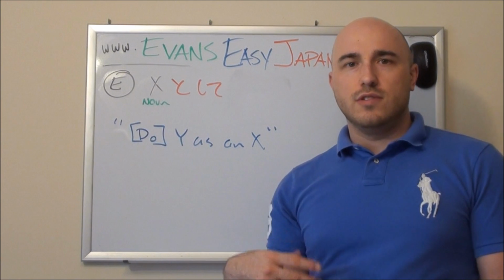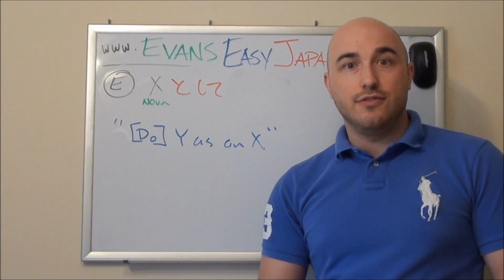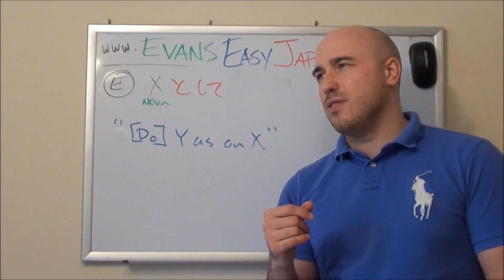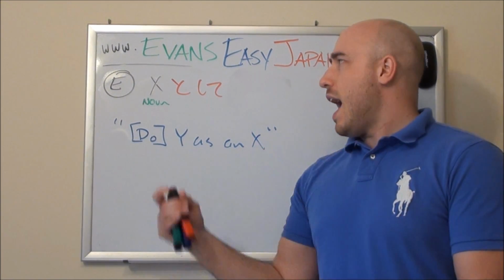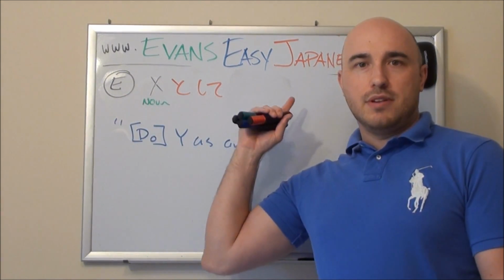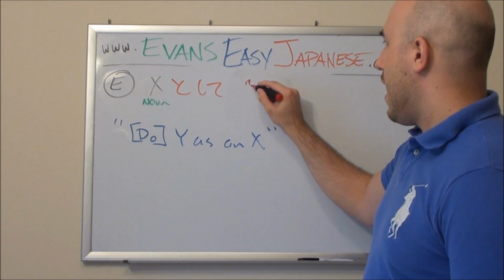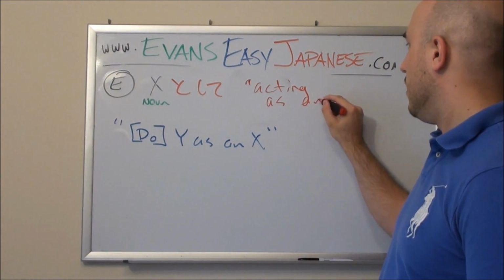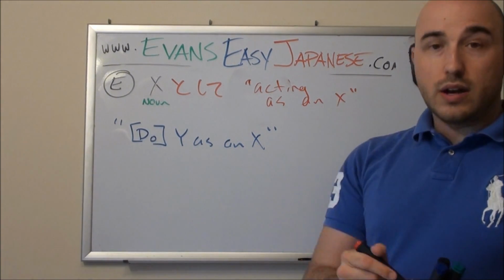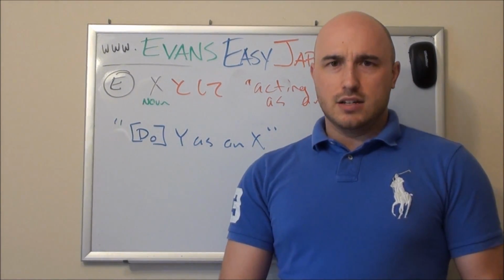This toshite sort of literally means as a, or not quite as for, but acting as in whatever. Acting as an X, something will happen. That's sort of what this literally translates to. Acting as an X. Okay? There's your last grammar point. Use it wisely, my good sir.